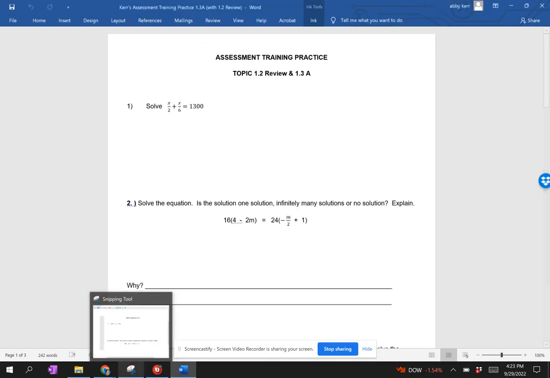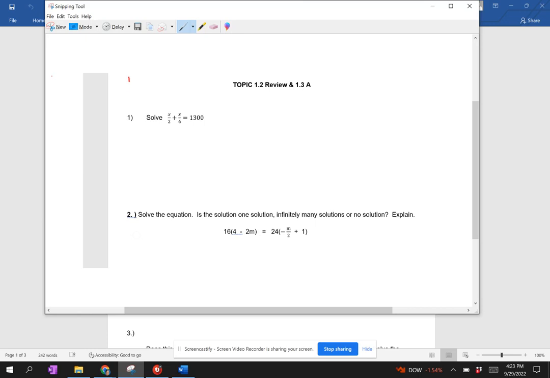So whenever you have fractions like that, the best trick is to do LCM and then pick out the denominator, 2, 6, and then your calculator will give you 6. Now this can be rewritten as 1/2 x plus 1/6 x equals 1300. So I think making that a fraction of 1/2 and 1/6 will help you see the numbers better.